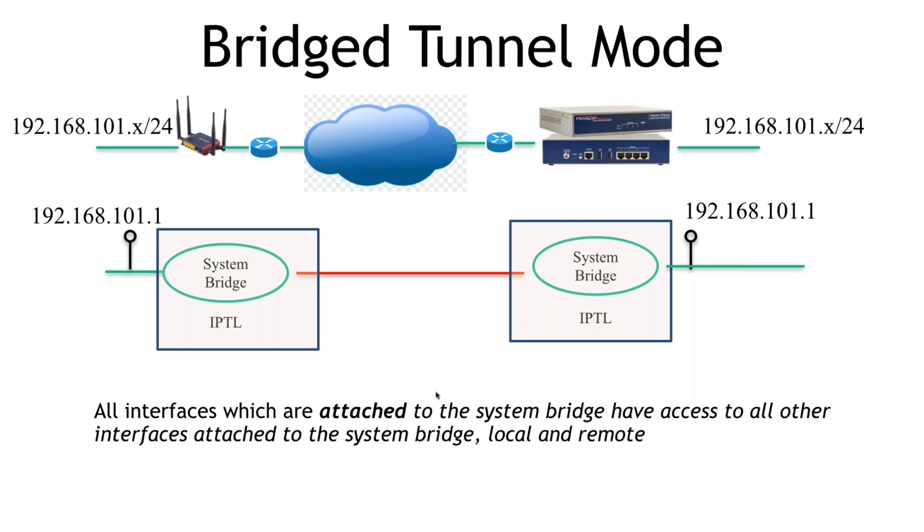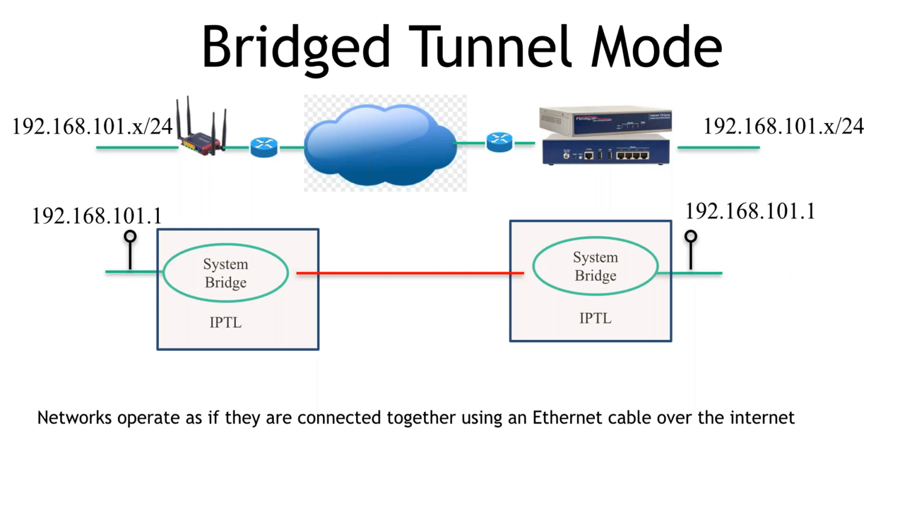So if I have on my left side a local Ethernet port connected to my system bridge and a tunnel connected to my system bridge, that tunnel makes a link to a remote device, which is connected to the system bridge, and then another Ethernet interface connected to the system bridge. This address, 192.168.101.1, is accessible on both sides of the link. If I have a laptop, it doesn't matter where that actual IP address lives or what the device is. Anybody on either side of the link can access that IP address. The networks basically operate as if they were connected by an Ethernet cable over the internet.